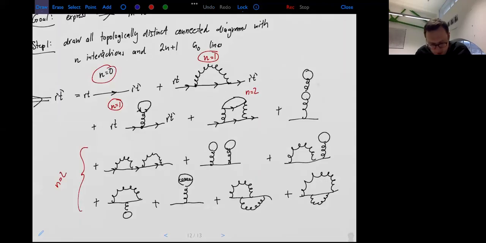So for example, here is such a point where G0 lines and interaction lines meet, and here's another one. We will call this point R1, T1, for example, and this one R2, T2. And similarly in this diagram, we have again two points where these meet. So we'll call this one again R1, T1, and this one R2, T2. And here, of course, you can see there are more such points where they meet. Okay, so that was step 2.